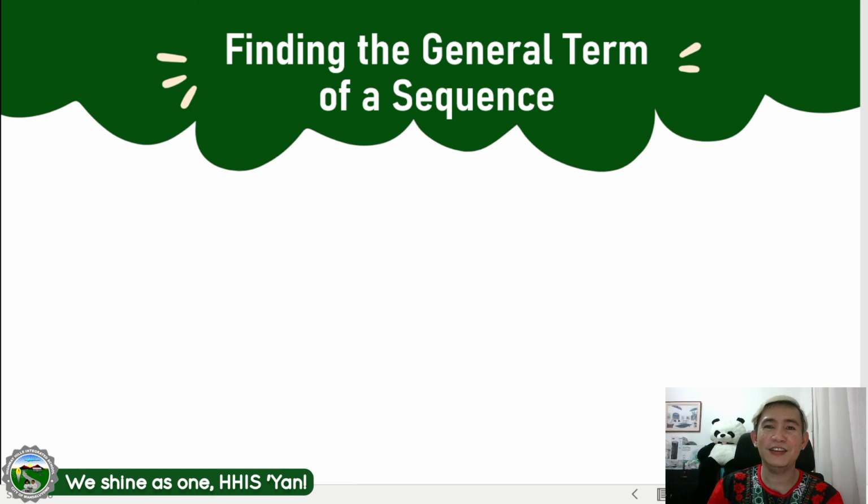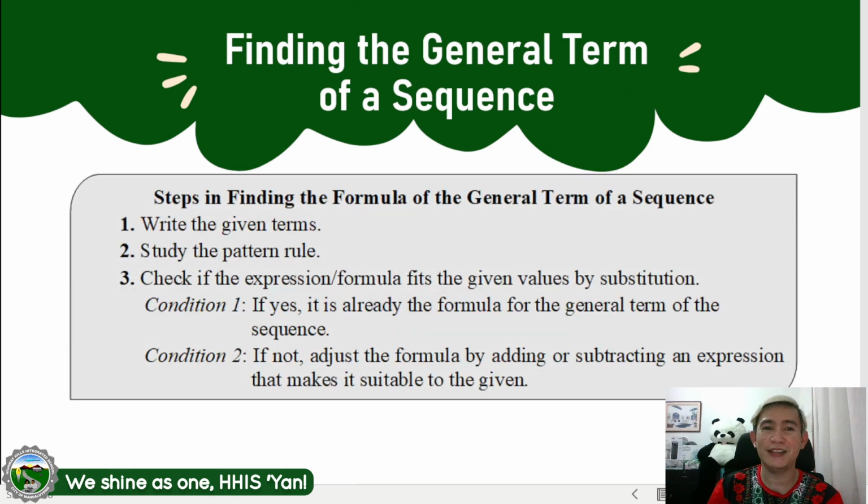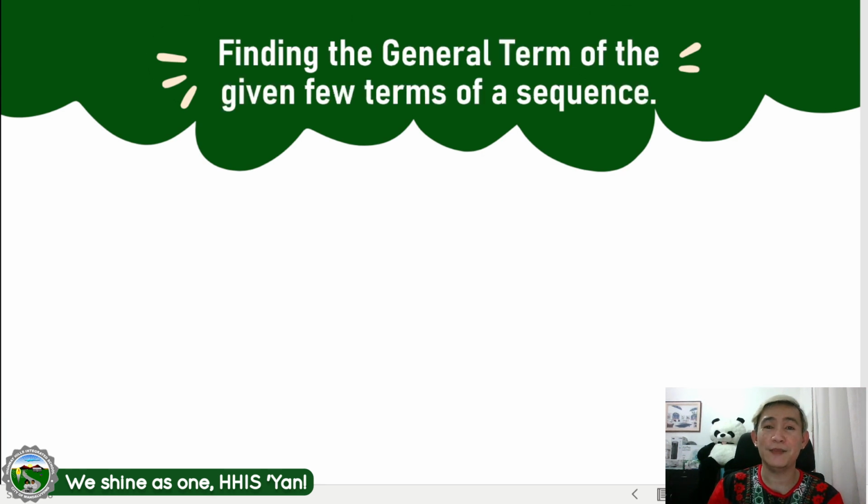So in finding the general term of a sequence, here are some steps. Number 1, write the given terms. Number 2, study the pattern rule. Number 3, check if the expression or the formula fits the given values by substitution. If yes, it is already the formula for the general term of the sequence. If it is not, adjust the formula by adding or subtracting an expression that makes it suitable to the given. So let's have some examples.